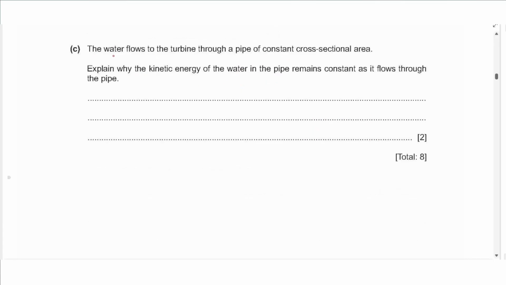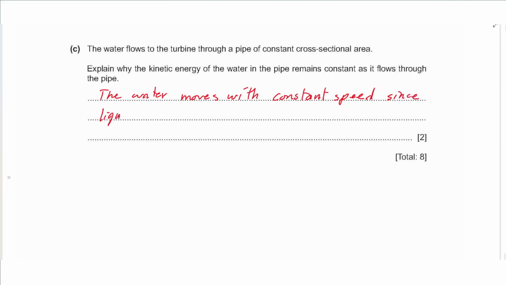Part C says the water flows to the turbine through a pipe of constant cross-sectional area. Explain why the kinetic energy of the water in the pipe remains constant as it flows through the pipe. This means that the water moves with constant speed, since liquids do not change volume at constant temperatures. So in order to move faster at any part of the pipe, gaps would be created or bubbles would be created.